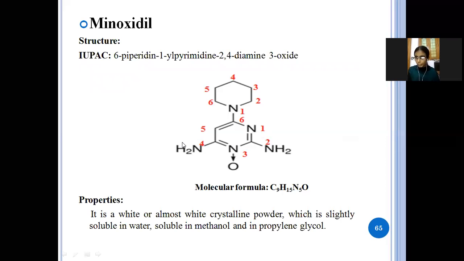In the 2,4 positions the amine groups are there, so it is a diamine, and in the 6th position the piperidine is there. So this is the pyrimidine structure, 2,4-diamine, and 6-piperidine 3-oxide. Its properties are: it is a white or almost white crystalline powder, slightly soluble in water, and soluble in methanol and propylene glycol.